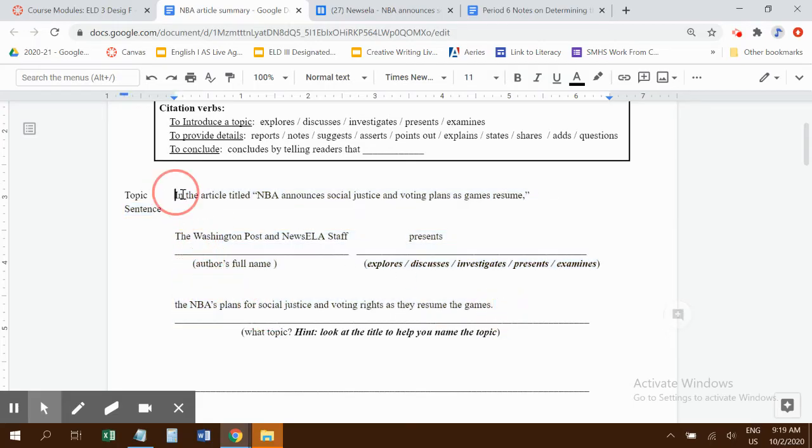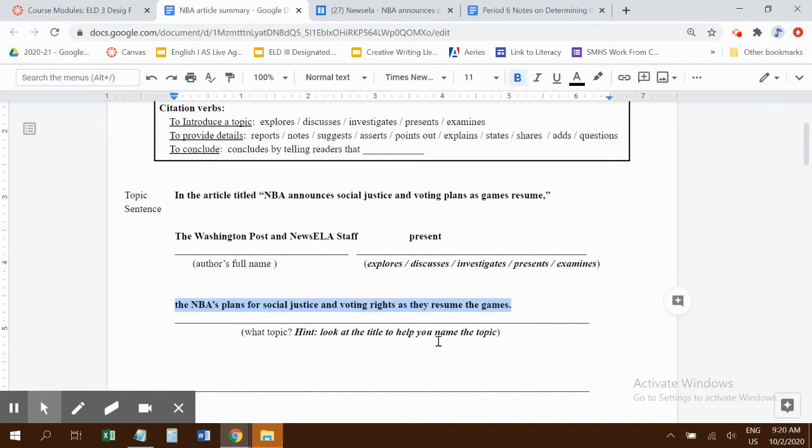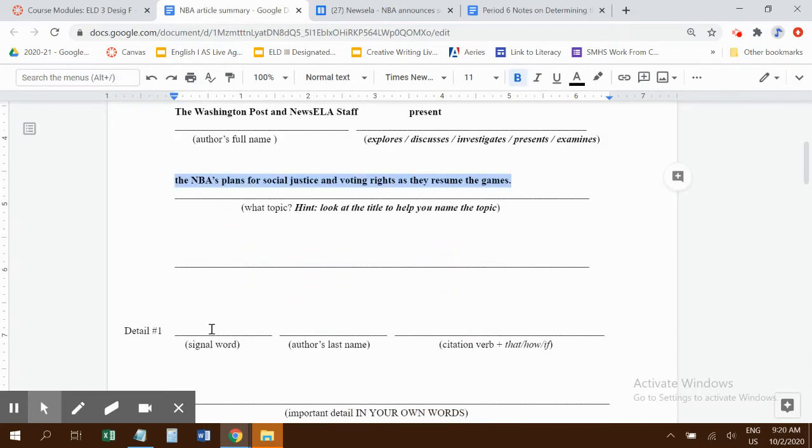So I'm going to read this sentence to myself to make sure I like it. In the article titled NBA Announces Social Justice and Voting Plans as Games Resume, the Washington Post and New Zealand staff present, should be present, because it's two of them, the NBA's plans for social justice and voting rights as they resume the games. Cool, that's my first sentence.